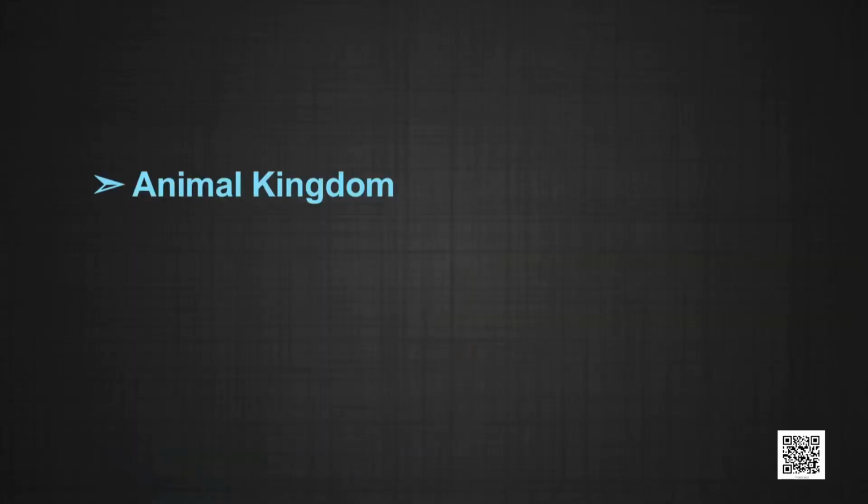So, my dear learner, let's recapitulate the points that we have discussed. Two kingdom system of classification. This is the oldest system of classification, which was given by Carolus Linnaeus in 1758. According to him, the living world was divided into two major categories or kingdoms: animal kingdom, which includes all the animals; plant kingdom, which includes all the plants.